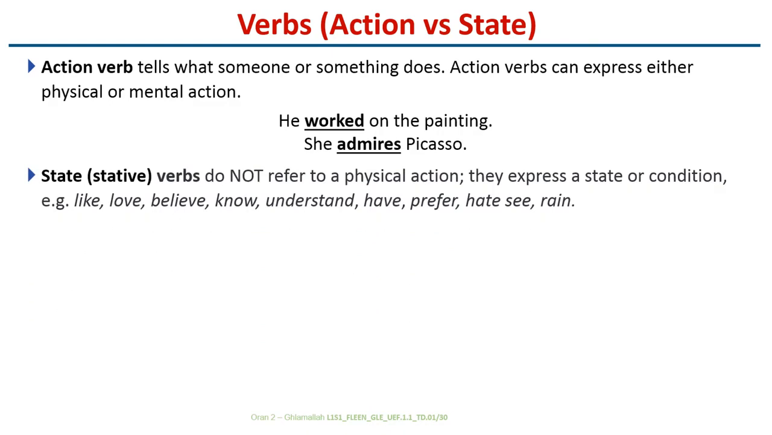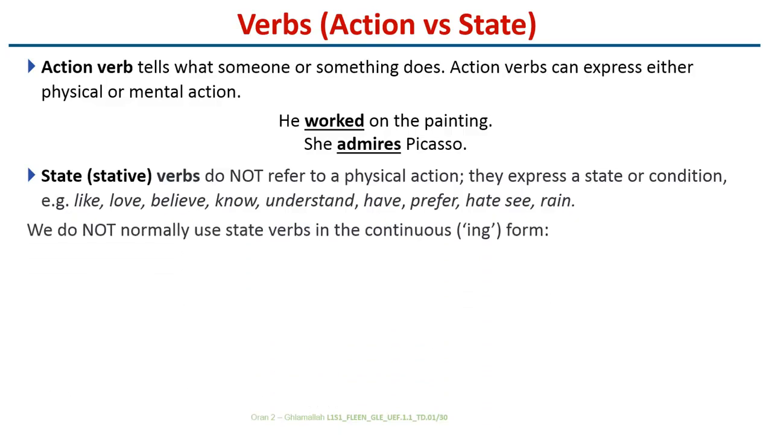State, or sometimes also called stative verbs, do not refer to physical action. They express a state or a condition, things which are permanent or durative. Some examples of state verbs are like, love, believe, know, understand, have when it means to own, live, prefer, hate, see, reign, etc. We do not normally use state verbs in the continuous form. It means in the ing form.